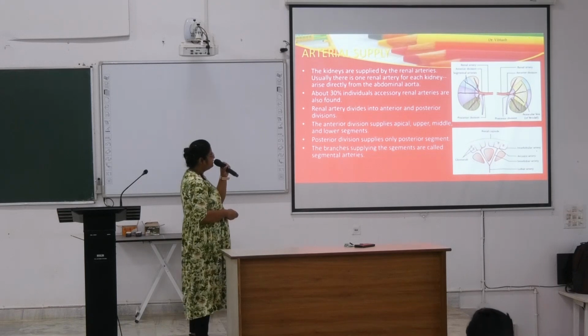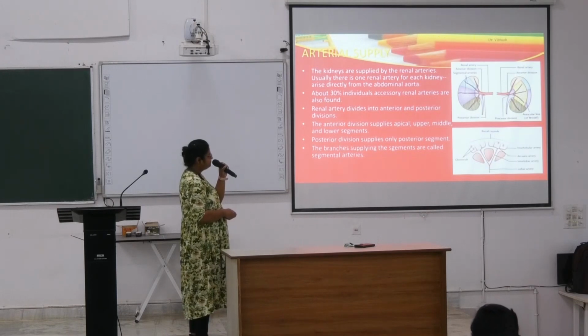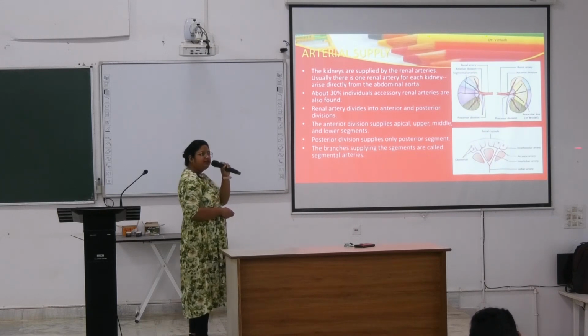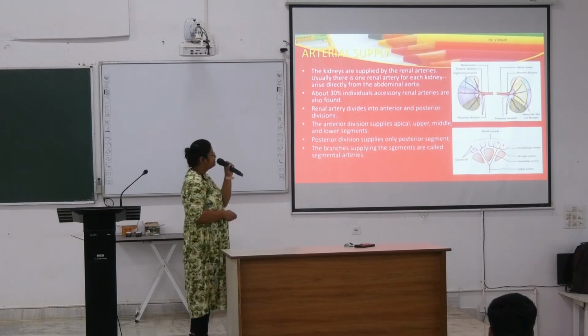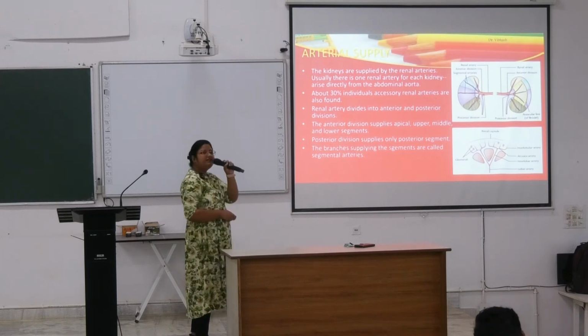Okay, and this is the division. The lobar artery is dividing; these are the pyramids lying within the medulla, and this is the cortex of the kidney. So this lobar artery divides into the interlobar artery, then the arcuate artery, from there the interlobular artery, then the afferent arteriole, then the glomerular capillary plexus. So these are the divisions of the renal artery.